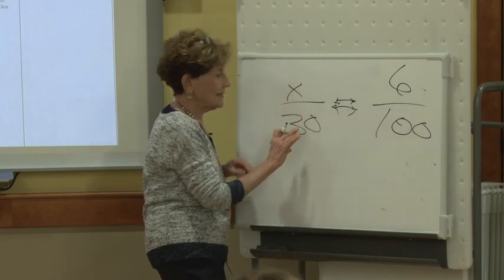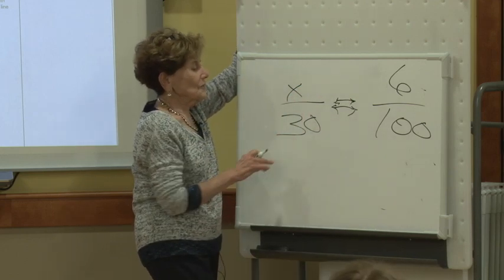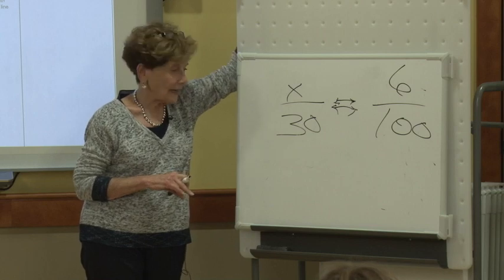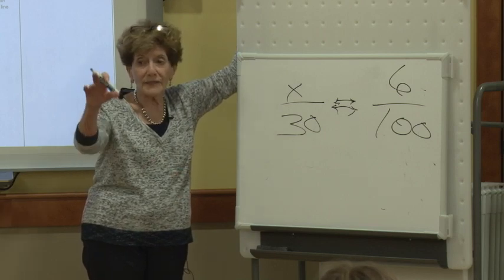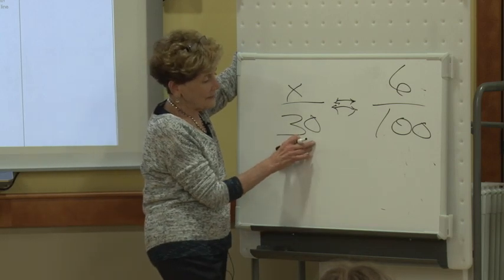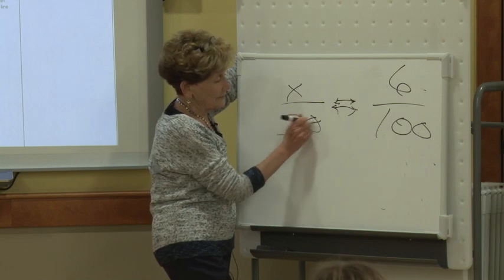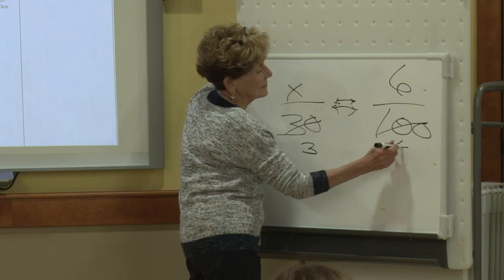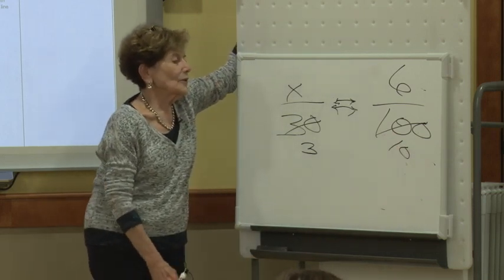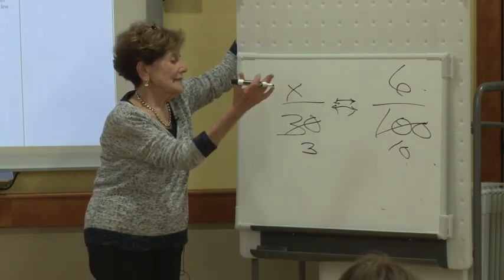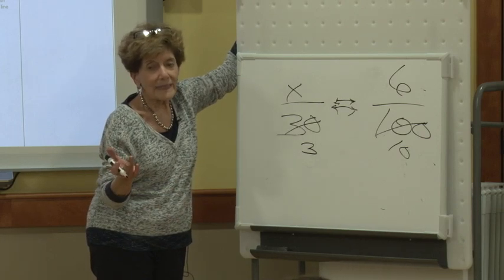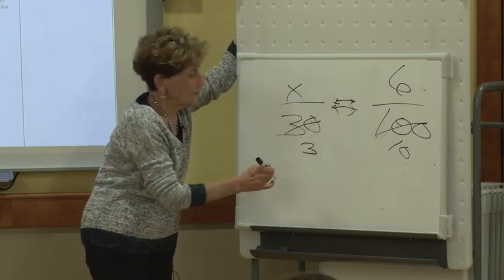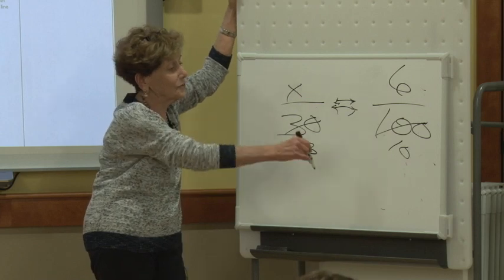You gotta do this. Okay, what can I do with the 30 and 100? What's a factor of both of those? Gorgeous, 10. How many 10s in 30? 10s in 100? Now cross multiply. 10x equals 18. In other words, I'm cross multiplying.